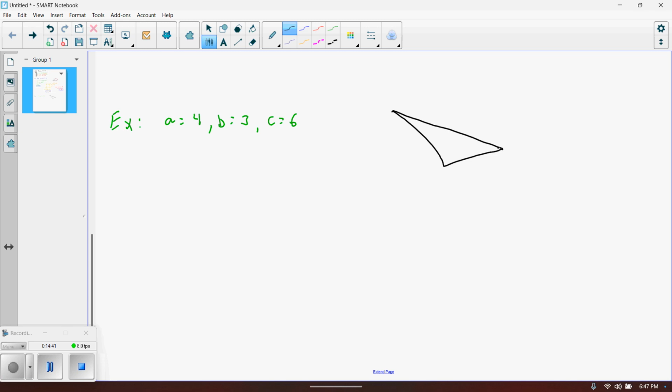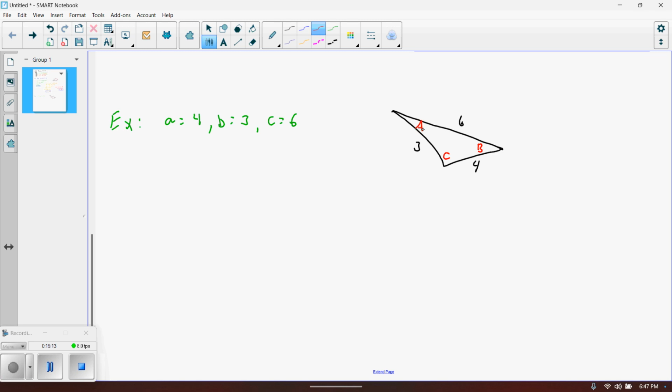So C is the biggest value, so we'll put the 6 over here, which means that angle C is the opposite one. It's going to be the largest of the angles. And then we can put 4 over here and 3 over here. Doesn't really matter, but we have to write the angles in appropriately. So that has to be C because it's opposite of 6. Angle B has to be opposite of 3. So this is going to be B down here, and then A has to be up there.